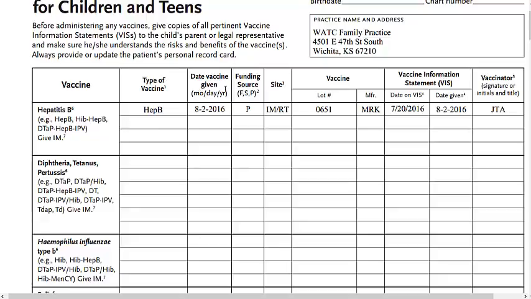The next column is the date the vaccine was given. Notice we're going to put the month, the day, and the year in. This is the date that the vaccine itself was actually given.